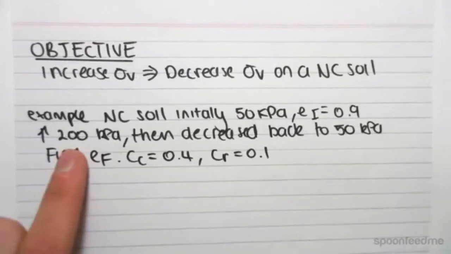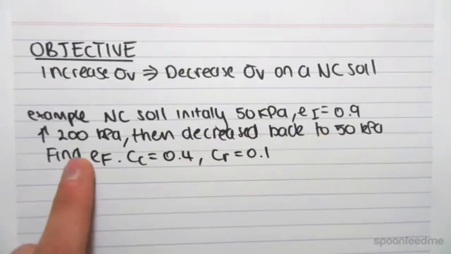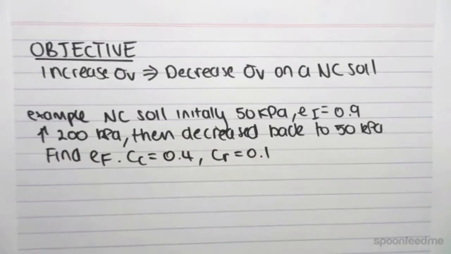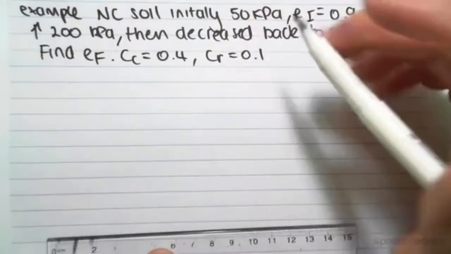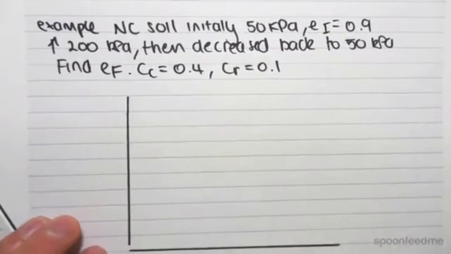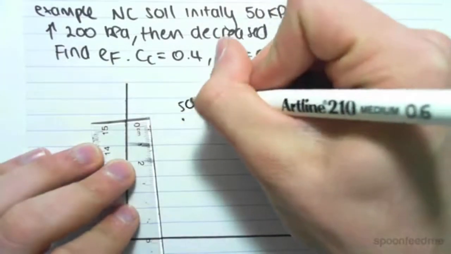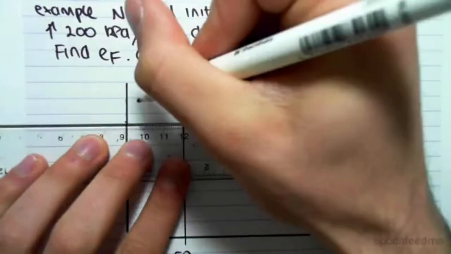So the example we've got is a normally consolidated sample, initially at 50 kPa with a voids ratio of 0.9. We increase it to 200 kPa and then decrease it back to 50 kPa. We want to find the final voids ratio given the compressive and reflexive index. So let's draw what's going on as we always do. We are initially at 50 kPa, and our voids ratio is 0.9.